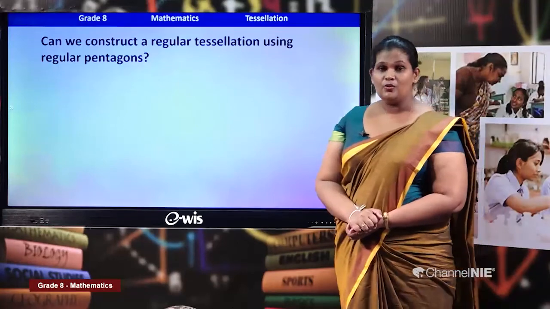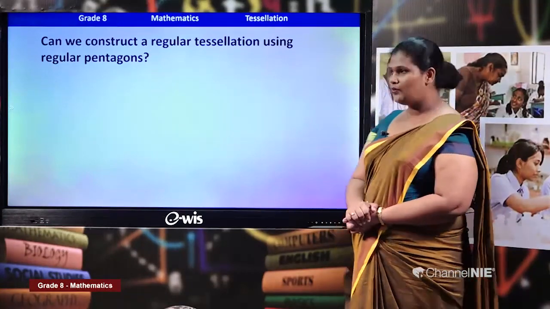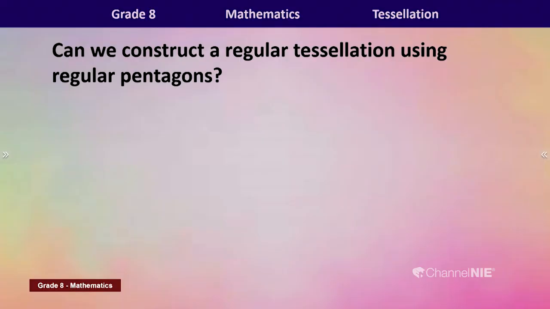Right. Now, there is a question for you. We will read it. Can we construct a regular tessellation using regular pentagons? We will see. Now, the interior angle of a regular pentagon is 108 degrees. So, when we multiply it by 3, that is 324 degrees. That is less than 360 degrees.